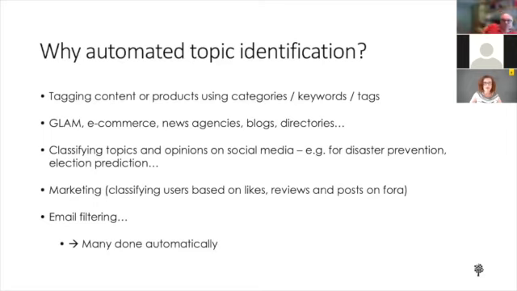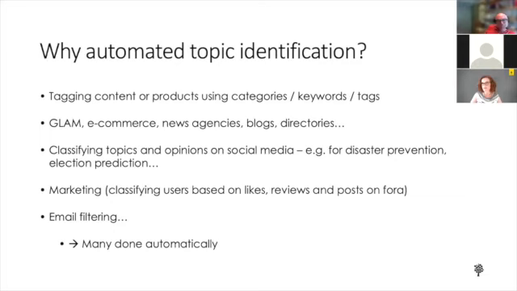So let's start with the background. Why do we want to use automated topic identification more generally? Well, certainly to tag various content or products using categories or keywords or tags. We will especially talk about applying this in the LAM sector or the GLAM sector, but certainly also e-commerce, news agencies use keywords to add them to their news stories. Blogs come with automatically included software that allows tagging or keyword adding.